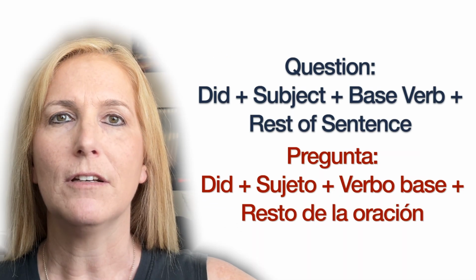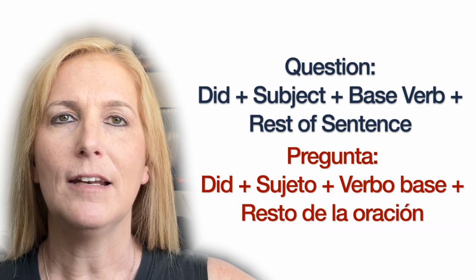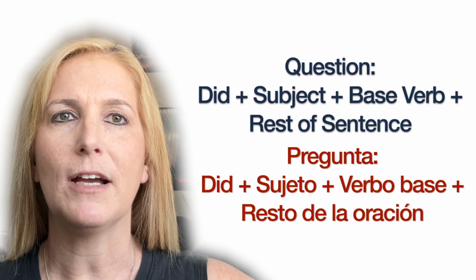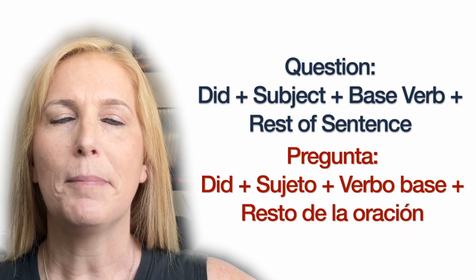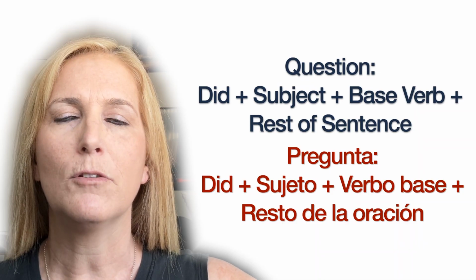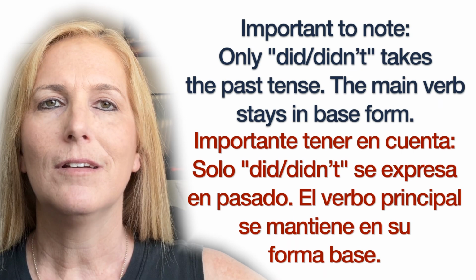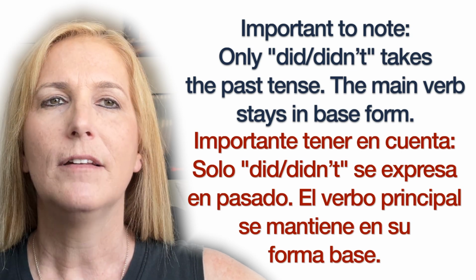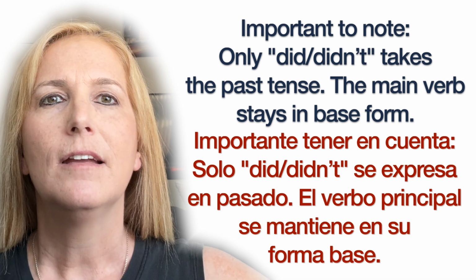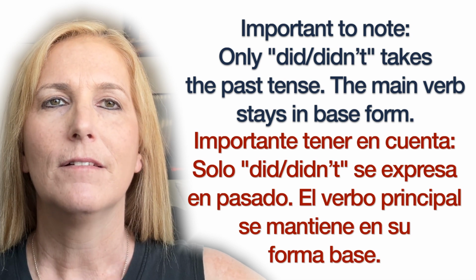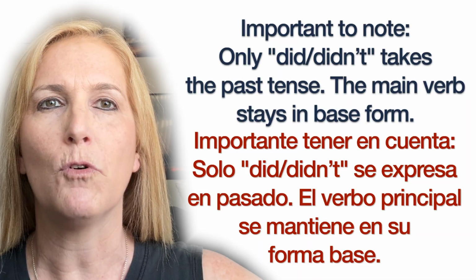For a question, we will put did plus the subject plus the base verb plus the rest of the sentence. For example, did she play soccer? Did you eat pizza? It's important to note that only did or didn't takes the past tense. The main verb stays in base form.